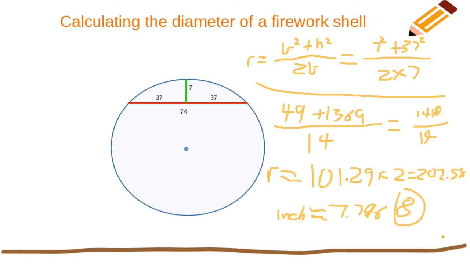And honestly, I used a piece of paper and the most sketchy measurements in the world to figure this out, and we got pretty close. So that's how you figure out the diameter of a circle of any type, or a sphere of any type. And I used a firework shell as an example.